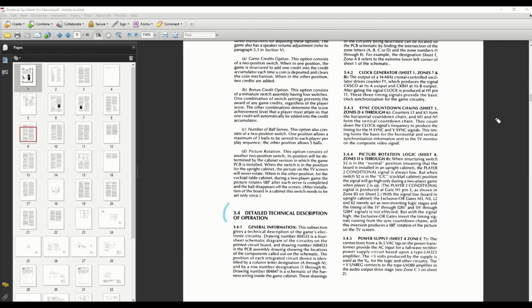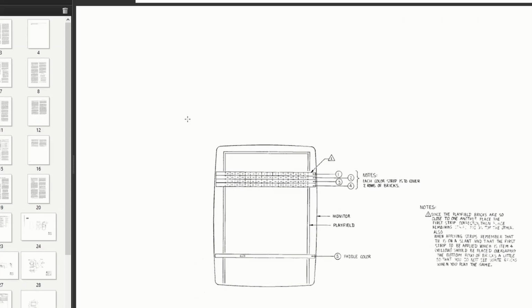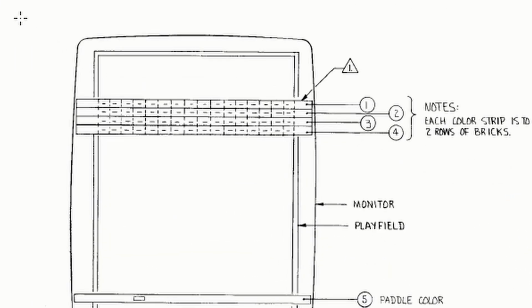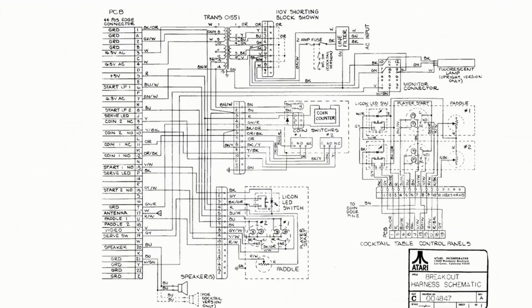Page 9 has circuit descriptions. These are pretty good, and we'll revisit some of these later on. The monitor is monochrome, so to get color, they added colored strips directly to the monitor surface.